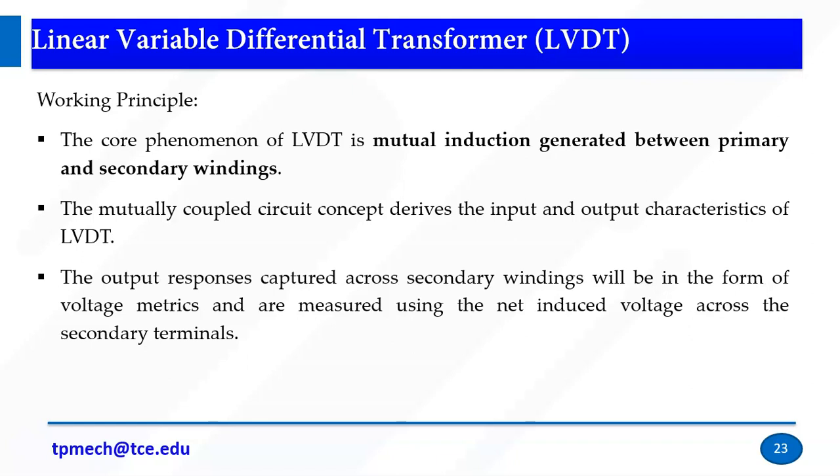So what happens is, when I give a voltage input to the primary winding, a voltage is mutually induced in the secondary winding. That is the working principle, the core phenomenon. The mutually coupled circuit concept derives the input and output characteristics of LVDT. The output responses captured across the secondary windings will be in the form of voltage, measured as the net induced voltage across the secondary winding.